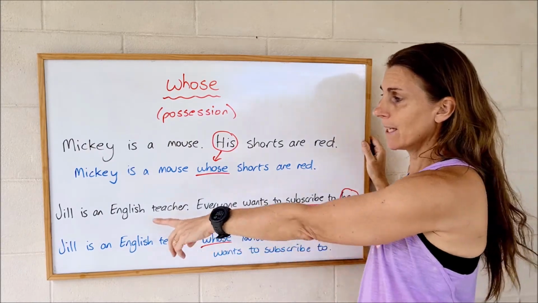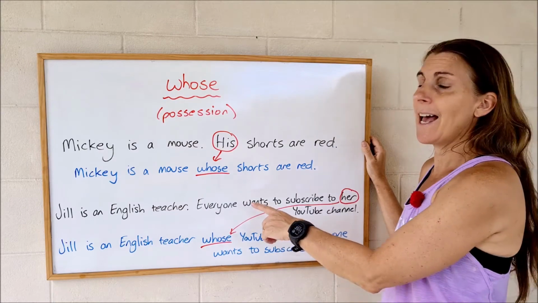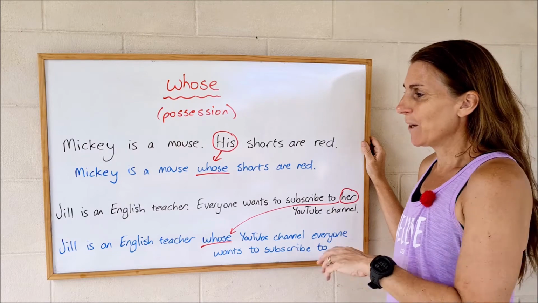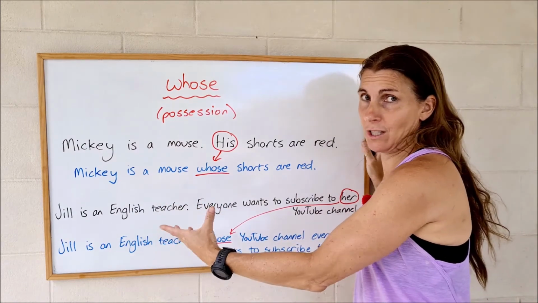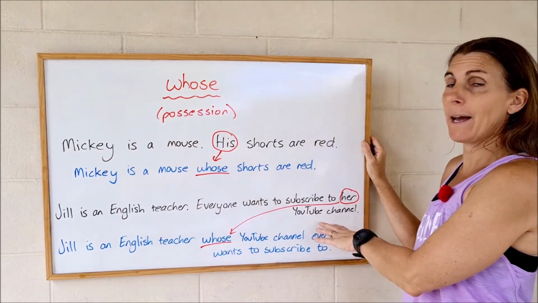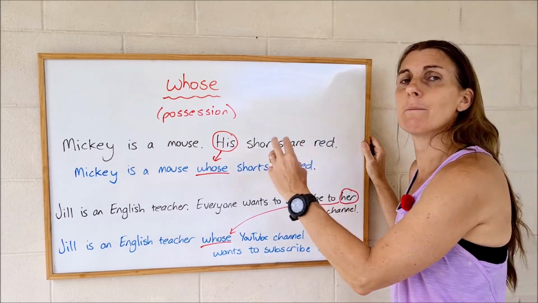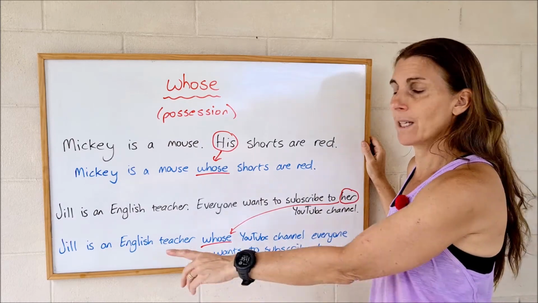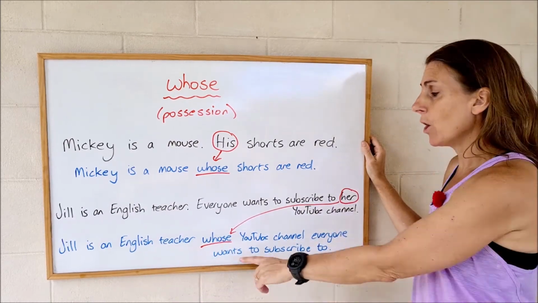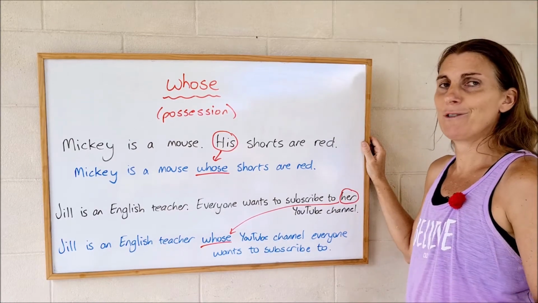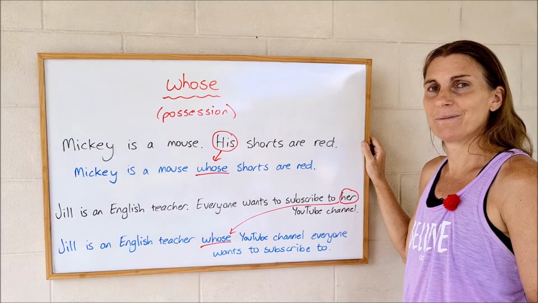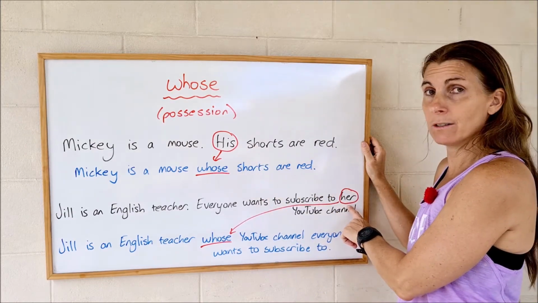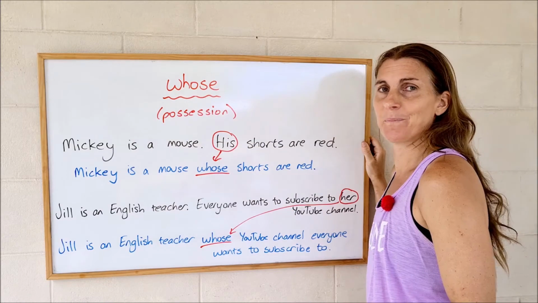Second example, Jill is an English teacher. Everyone wants to subscribe to her YouTube channel. We're giving more information about Jill the English teacher, this time about her YouTube channel, so something that belongs to her. So again, we have to use the possessive pronoun. So, Jill is an English teacher whose YouTube channel everyone wants to subscribe to. So if the pronoun you're replacing is his or her, we use whose.